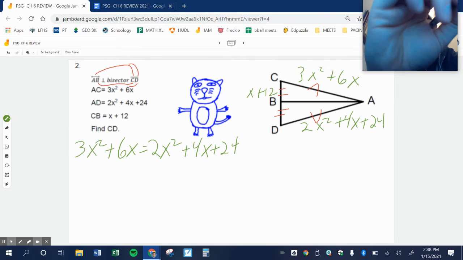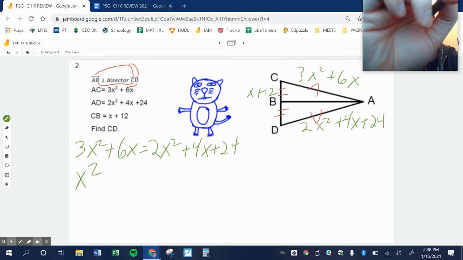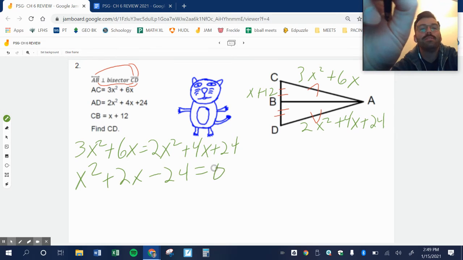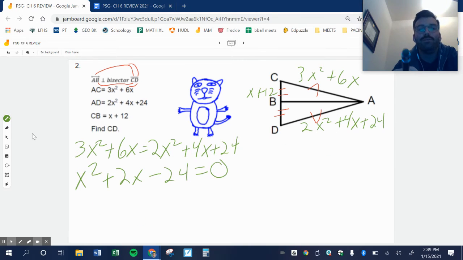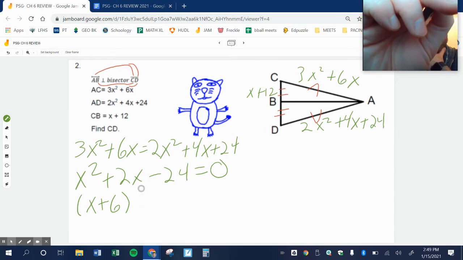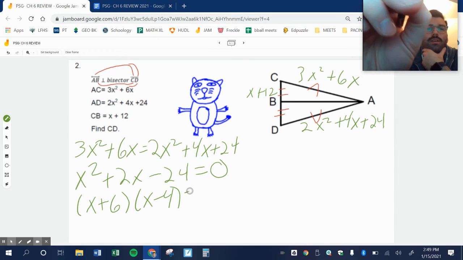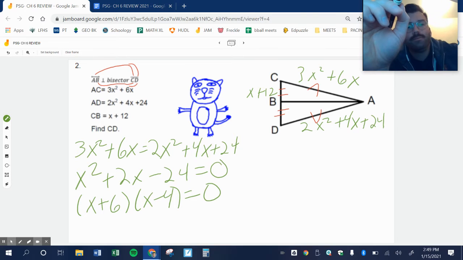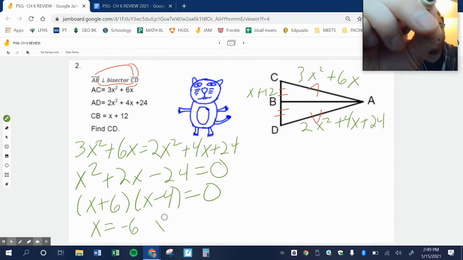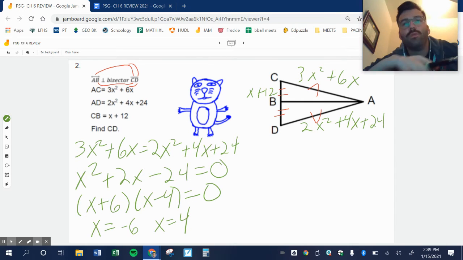All right, so I got x squared plus 2x minus 24 equals 0. I did that by moving the 2x squared over, moving the 4x, and moving the 24. I want two numbers that will multiply to negative 24 and add to 2. That gives me x plus 6 times x minus 4 equals 0, which tells me x equals negative 6 and x equals positive 4.